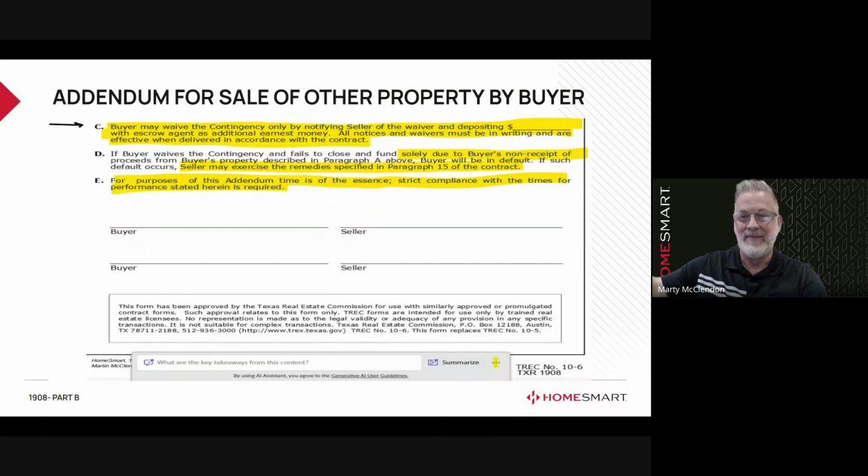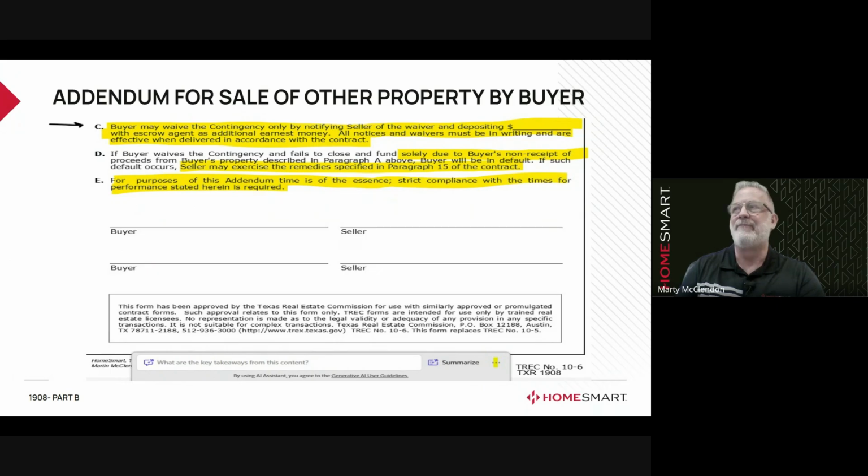It says notice has been given. The seller doesn't know the buyer has the proceeds, and this contingency is still in place until it's waived. So there's a place where either the buyer is going to voluntarily waive it, or they're going to waive it based on the notice from the seller. And then in that case, they've got to deposit additional earnest money with title.